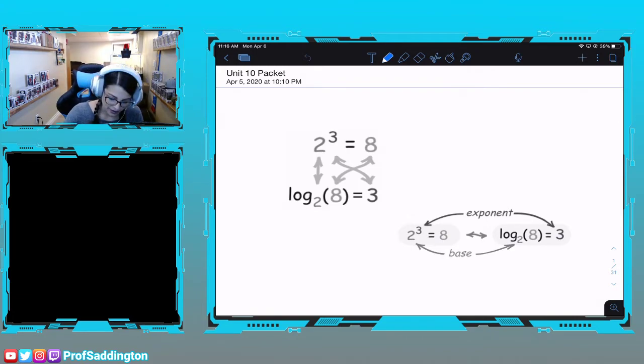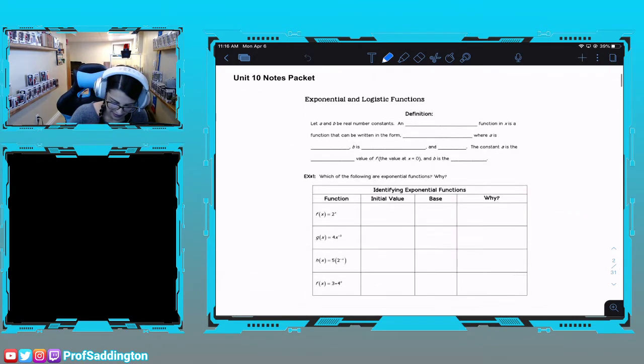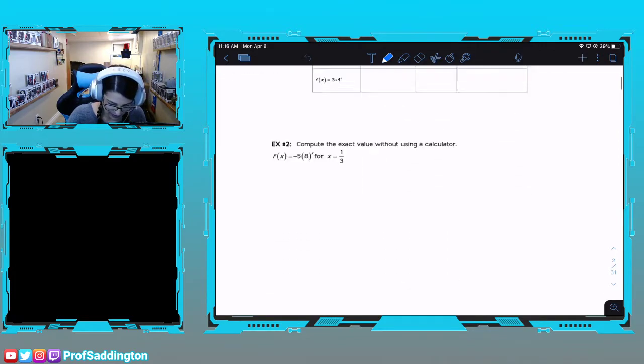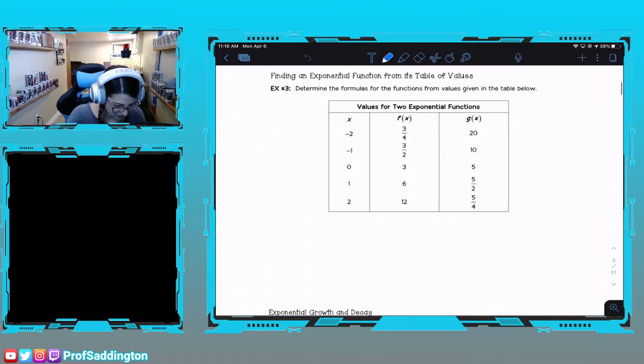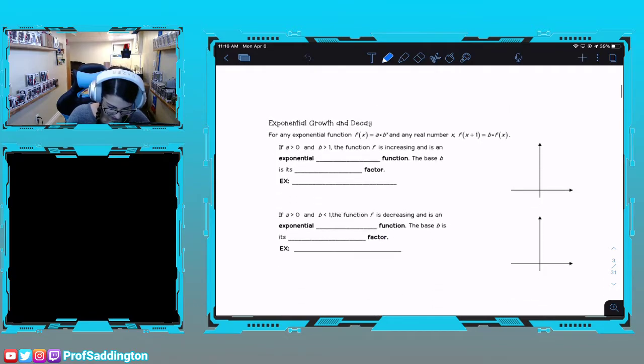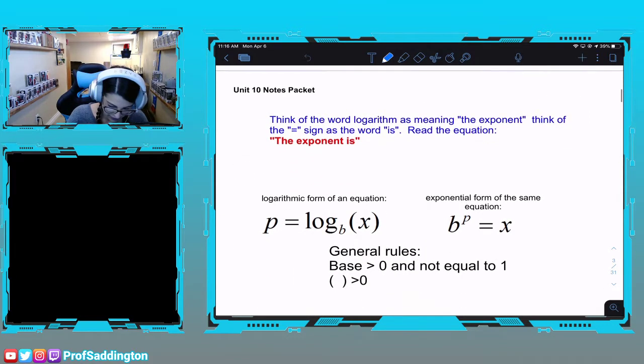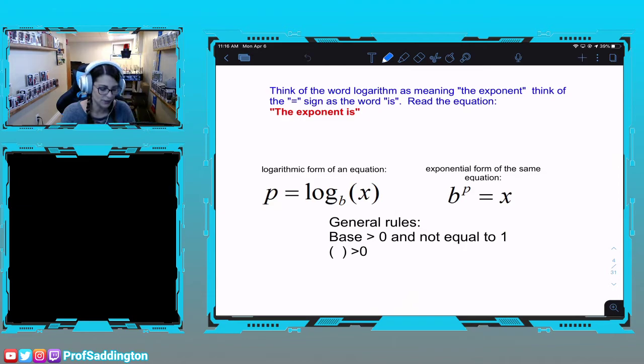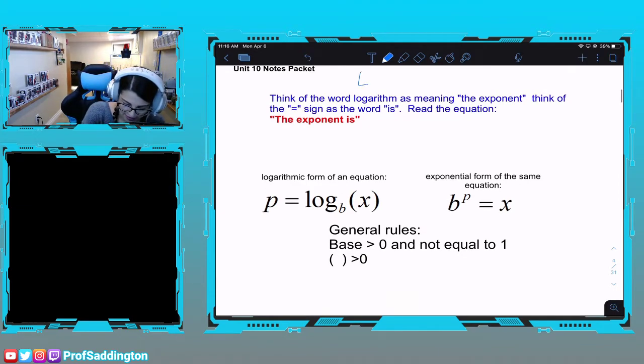So we are actually going to skip around. We're not going to do the first page or the second page. We are going to begin on the third page. If you have the notes packet printed out, this is the third page. This is where lesson 1 is going to start. Your homework tonight is going to be in Delta Math. This lesson is pretty quick.